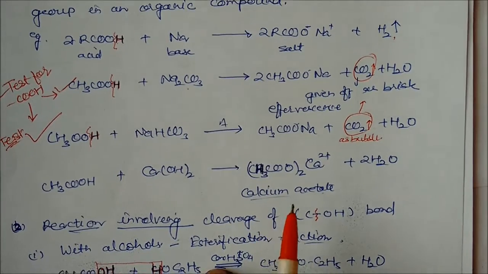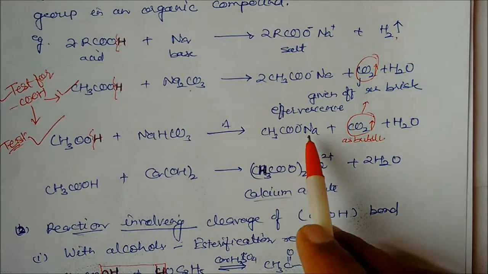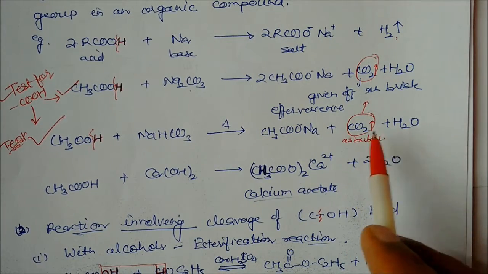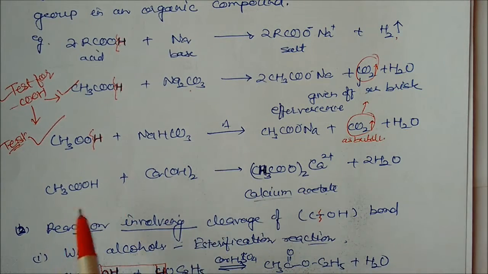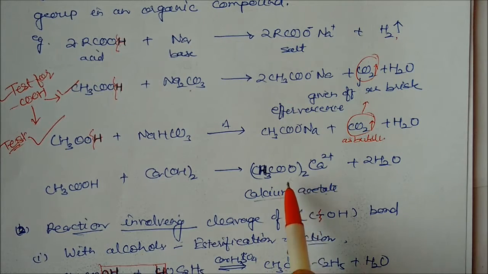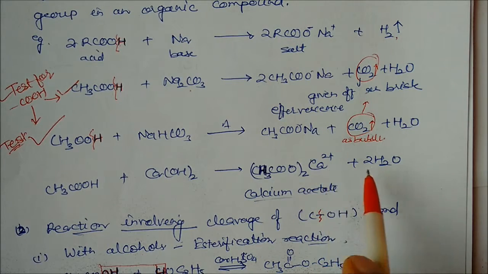Next is acetic acid plus sodium bicarbonate. Same reaction: sodium acetate plus CO2 will form. This is also a test for detection of carboxylic groups. Same if you take calcium hydroxide. Here we will need two molecules of acid because calcium is divalent. So we will get calcium acetate plus two molecules of water.